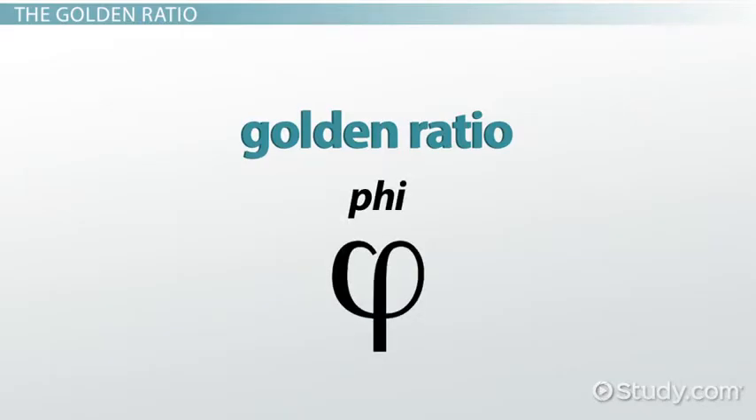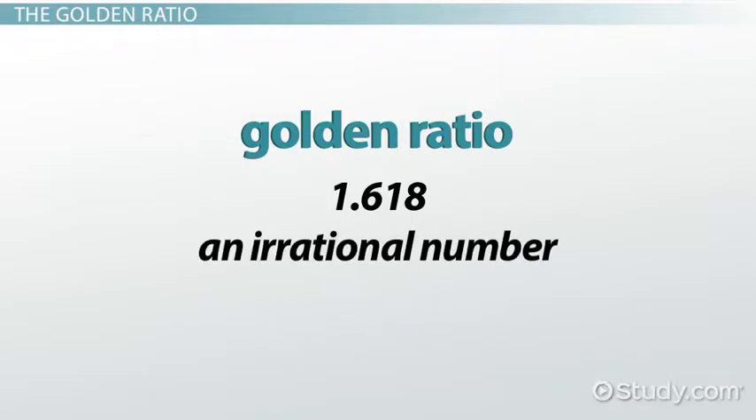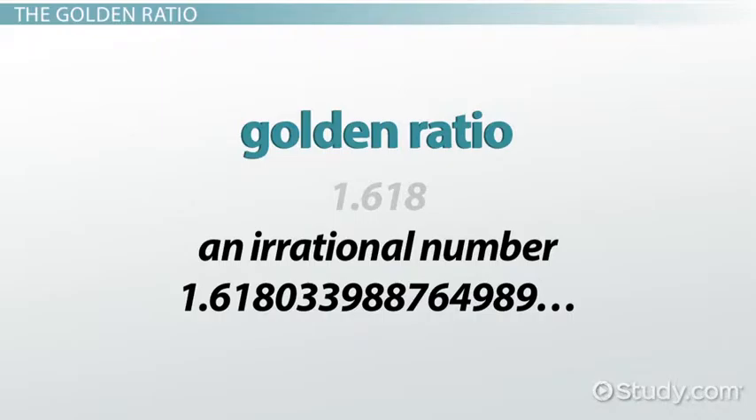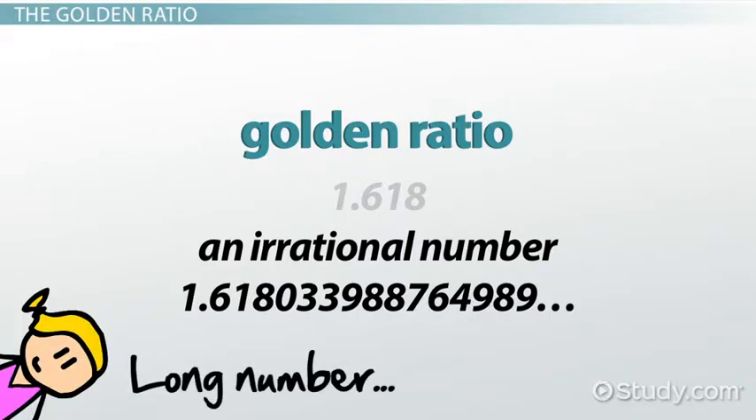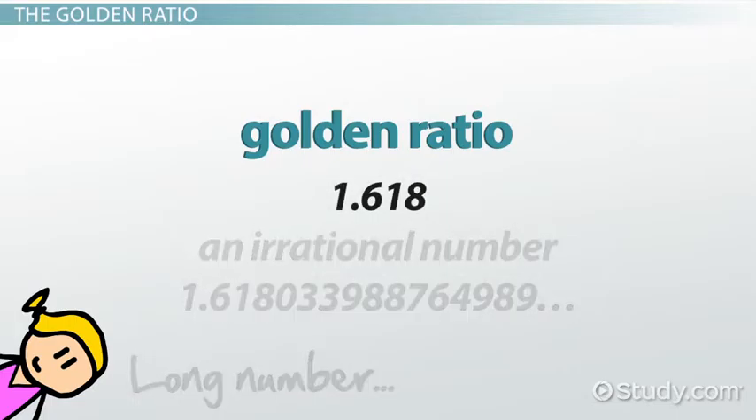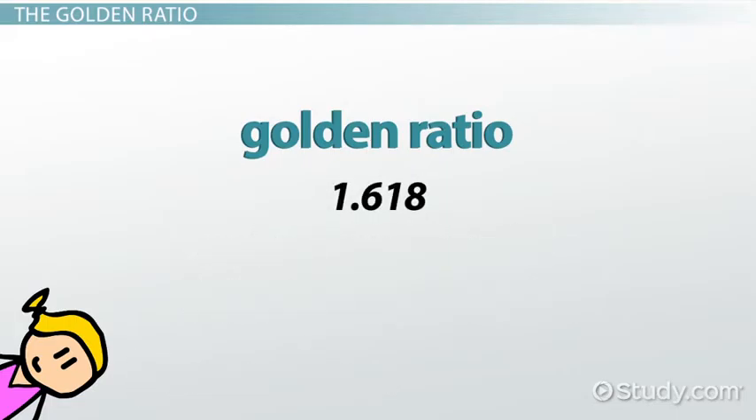The golden ratio, represented by the Greek letter phi, is approximately 1.618. The golden ratio, like pi, is an irrational number that keeps going. The actual value goes like this: 1.6180339887649989, etc. You might be wondering how the Fibonacci sequence relates to this number.